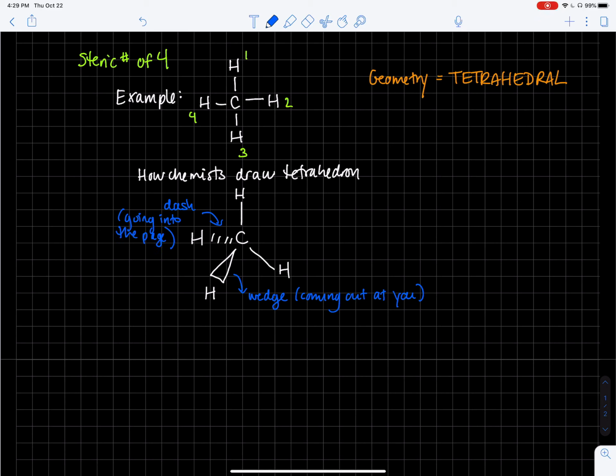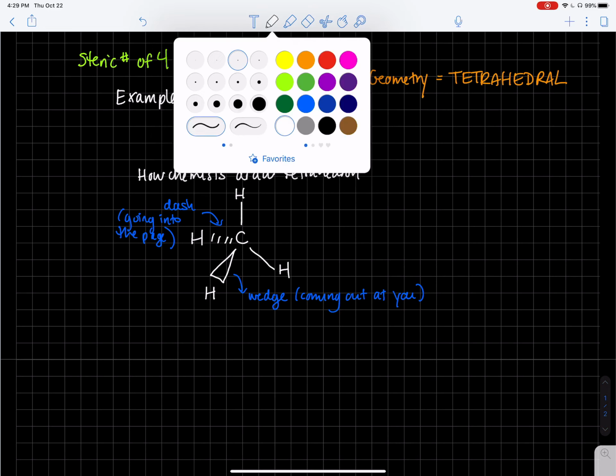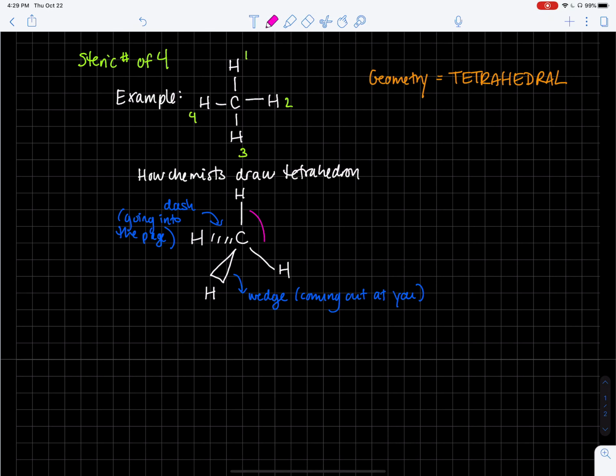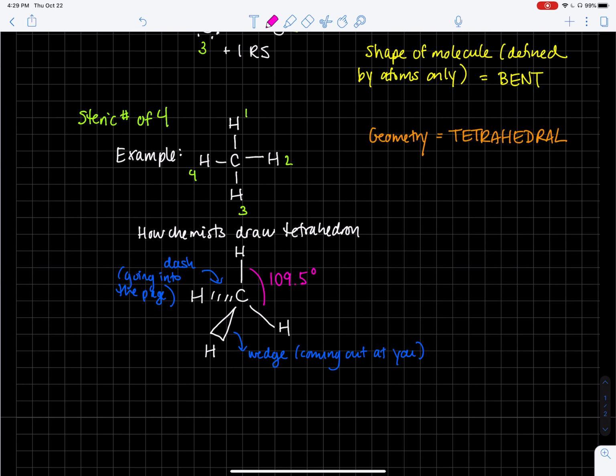Okay. The angle on a pure tetrahedron is 109.5 degrees. And that is actually a pretty useful angle for chemists to know. So if you go on to organic chemistry, you're definitely going to need to know this. You should know it this semester, but of course, everything's open book, open note. You could always come back and watch this video.